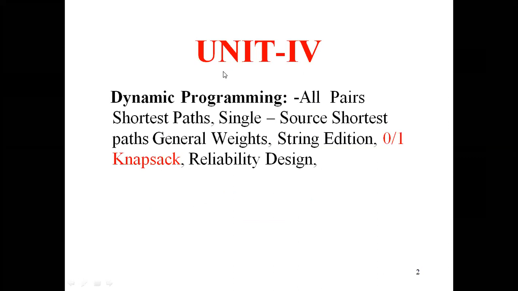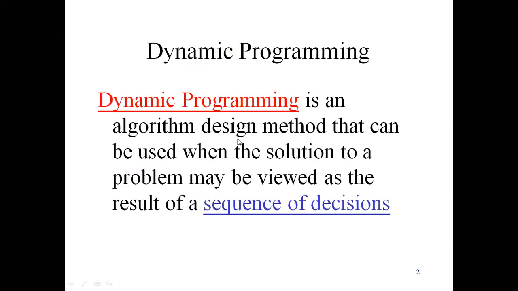Now see the Unit 4 chapter, dynamic programming. We have discussed the all pairs shortest path problem already. The single source shortest path with general weights problem was already explained. String editing was explained yesterday. Now the next topic is the 0 1 knapsack problem. First of all, just recall.